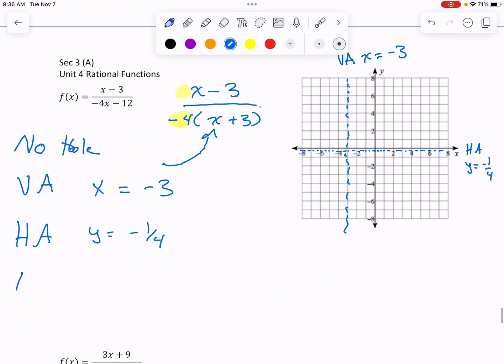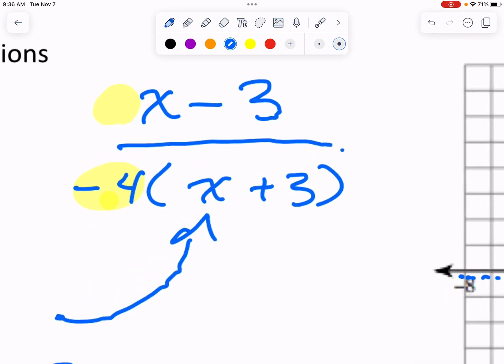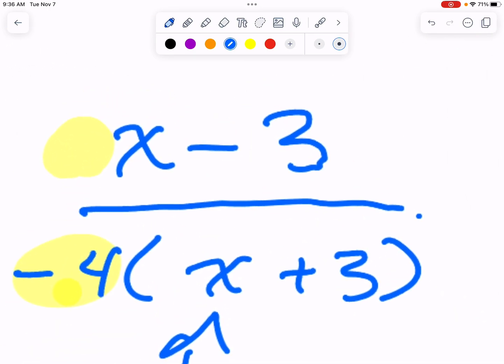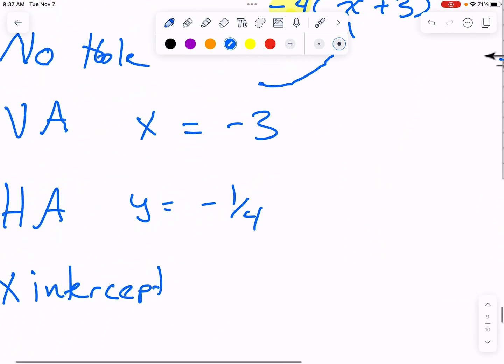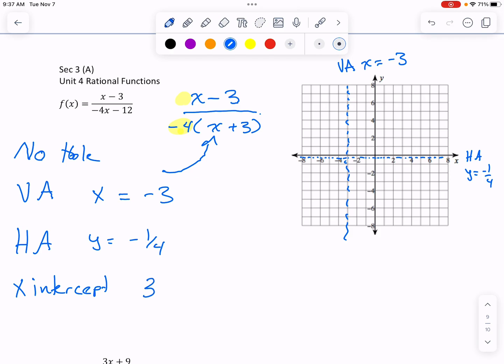Okay, we have an x-intercept. The x-intercept occurs where the top becomes 0. So if I look at the top and ask myself what would make 0 on top, that would be 3. So the x-intercept will be 3, 0. -3? No, +3, because it's x minus 3 on top. What would make 0 on top? 3. So there's an x-intercept at 3.